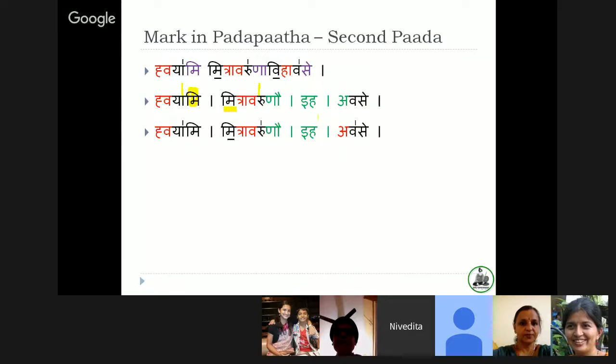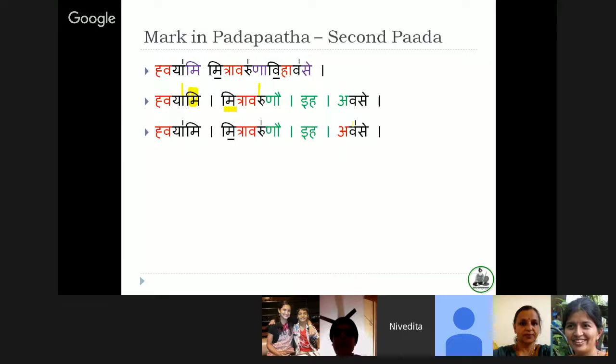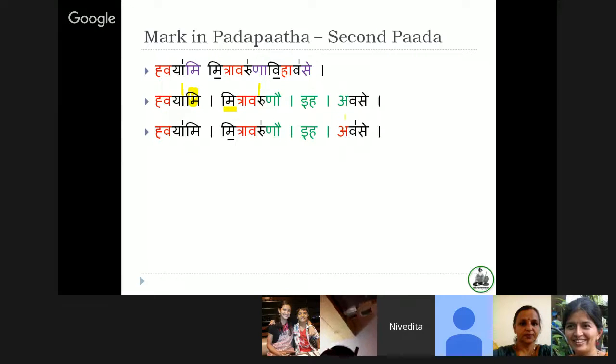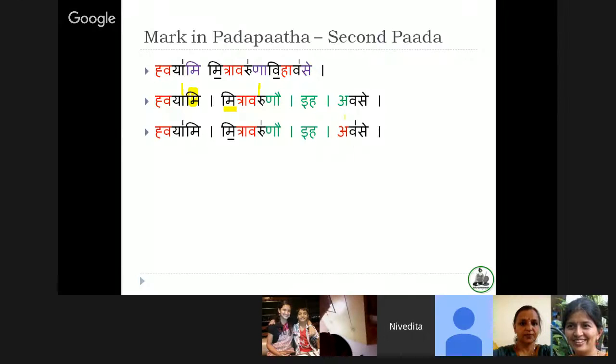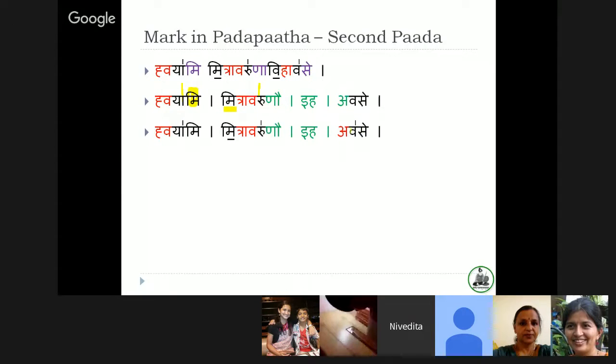The green ones I'm not doing now. Just look at this va. The va is a Swarita, which indicates that the a has to be a Udatta, right? Va is swarita. In the first line, va is marked as swarita. So a has to be Udatta, the previous one.